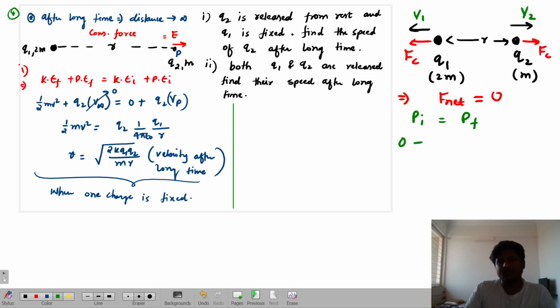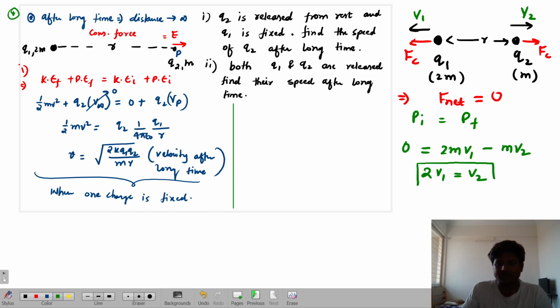Initially both of them were at rest, so initial momentum becomes zero. Finally, mass 2m has velocity v1 and q2 moves towards this side, so minus m into v2. So we got the relation of v1 and v2: twice v1 is equal to v2. Are you able to get me? Is this clear? Got it?